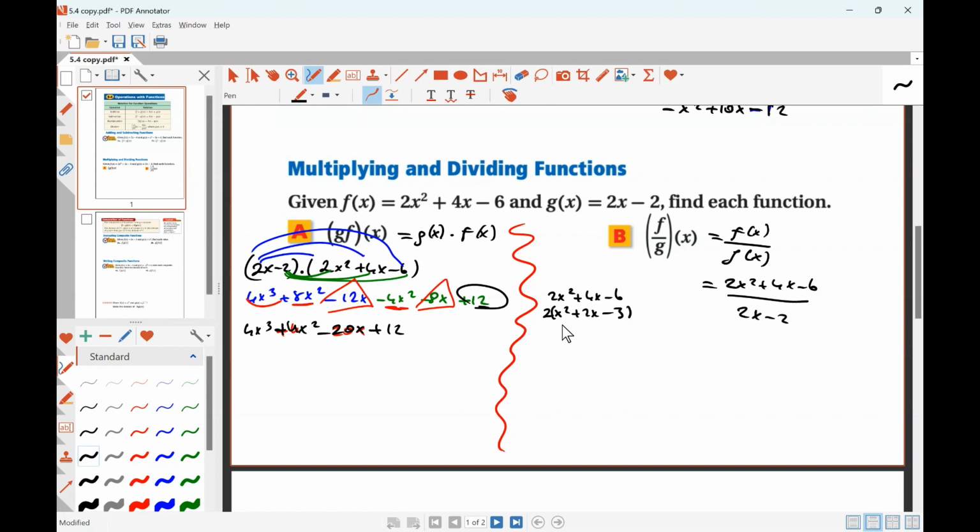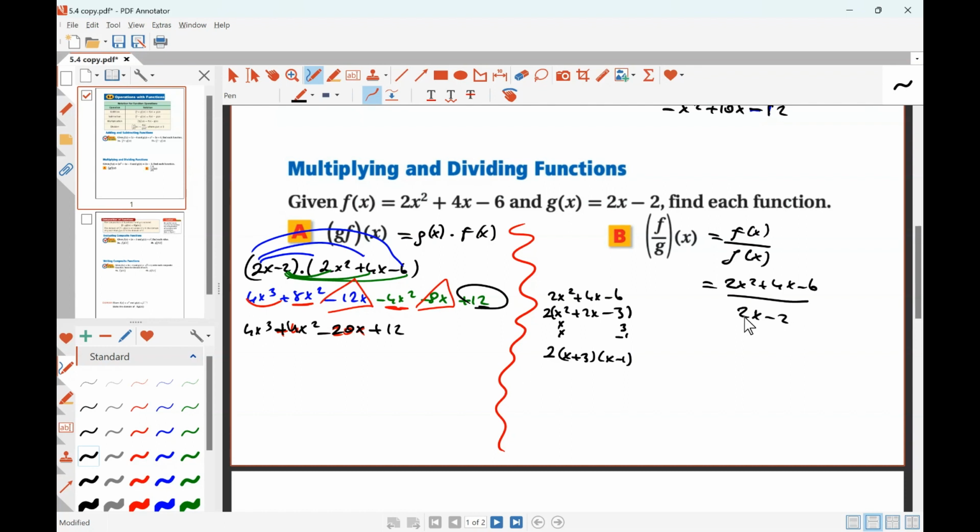Now I can factorize this. x, 3, 1. One of them will be minus. The middle term, the sum, is supposed to be plus. So the bigger number will take plus. The smaller number will take minus. So it's going to be x plus 3 times x minus 1 and 2 in front. This is my f of x.